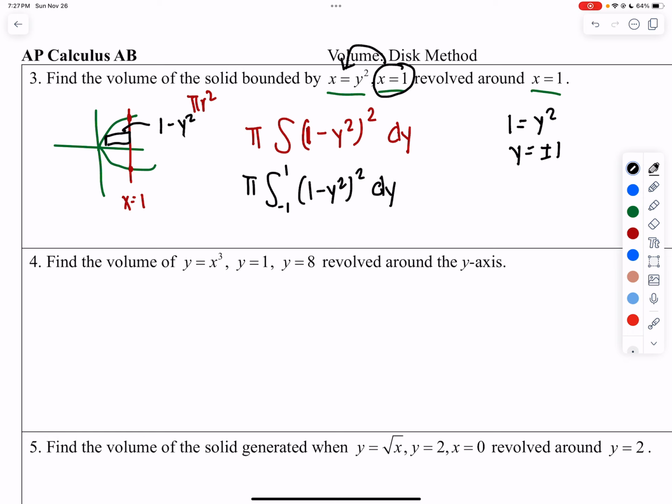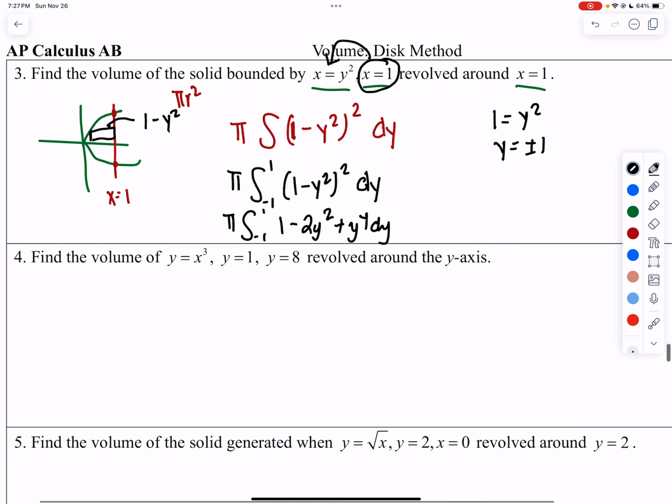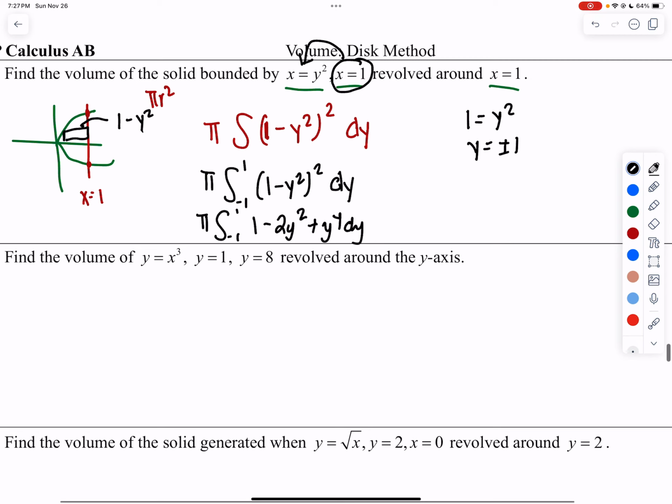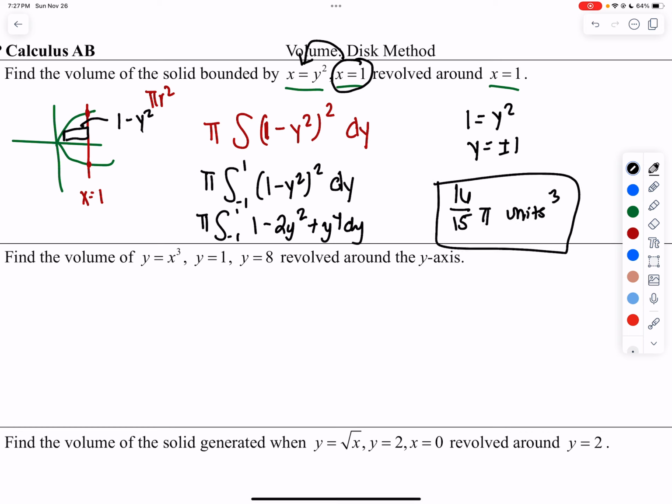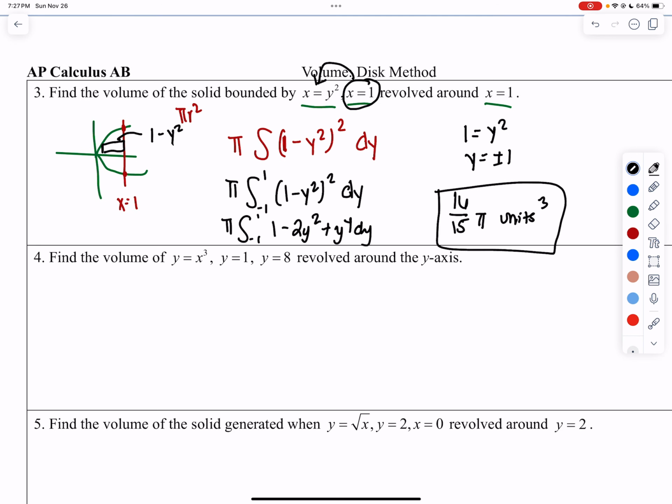All right. Once again, you're going to use your Math 1 skills to figure out how to expand that. So that's going to be 1 minus 2y squared plus y to the 4th dy. And then once you do all of that mumbo jumbo in terms of integrating it, you should get 16 over 15 pi units cubed. Check my work. Hopefully that's right in terms of number 3.